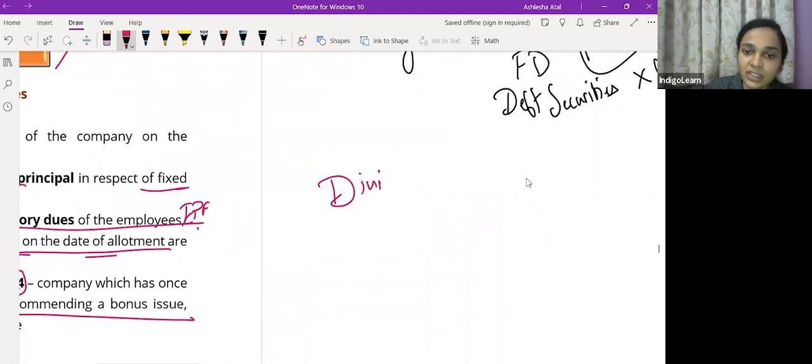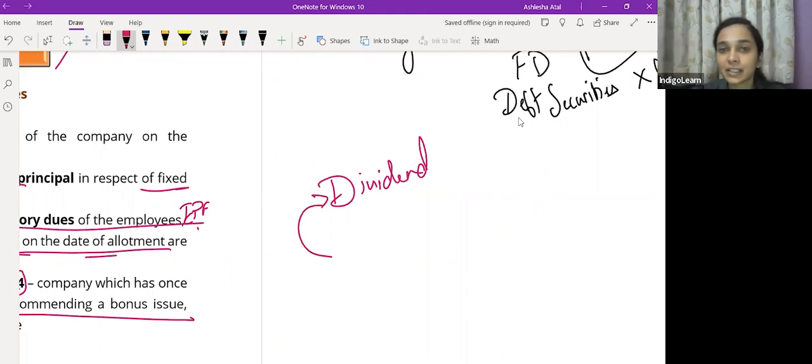कंपनी ने dividend declare किया to its shareholders. अभी कंपनी बोलती है I have declared dividend, but I do not want to pay cash to my shareholders. Rather, I'll issue bonus shares instead of dividend.